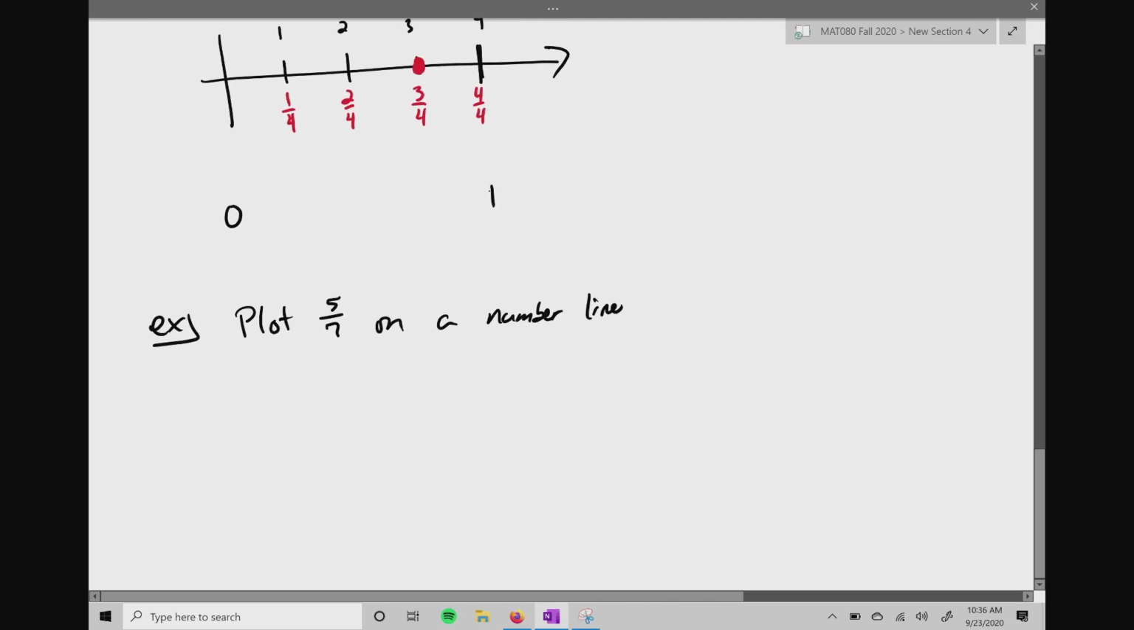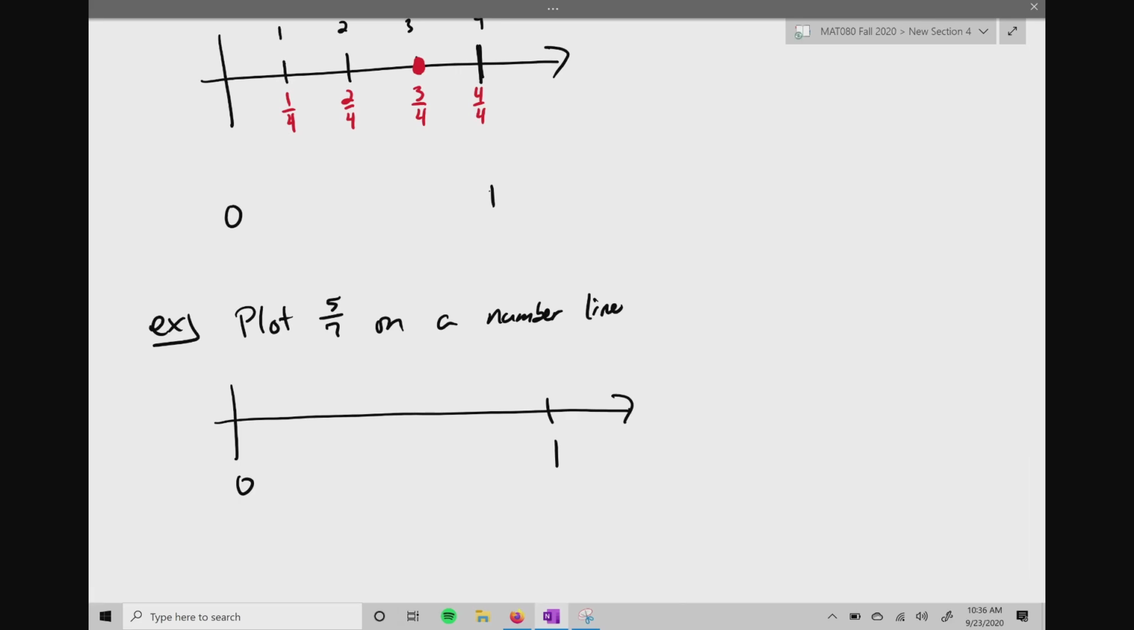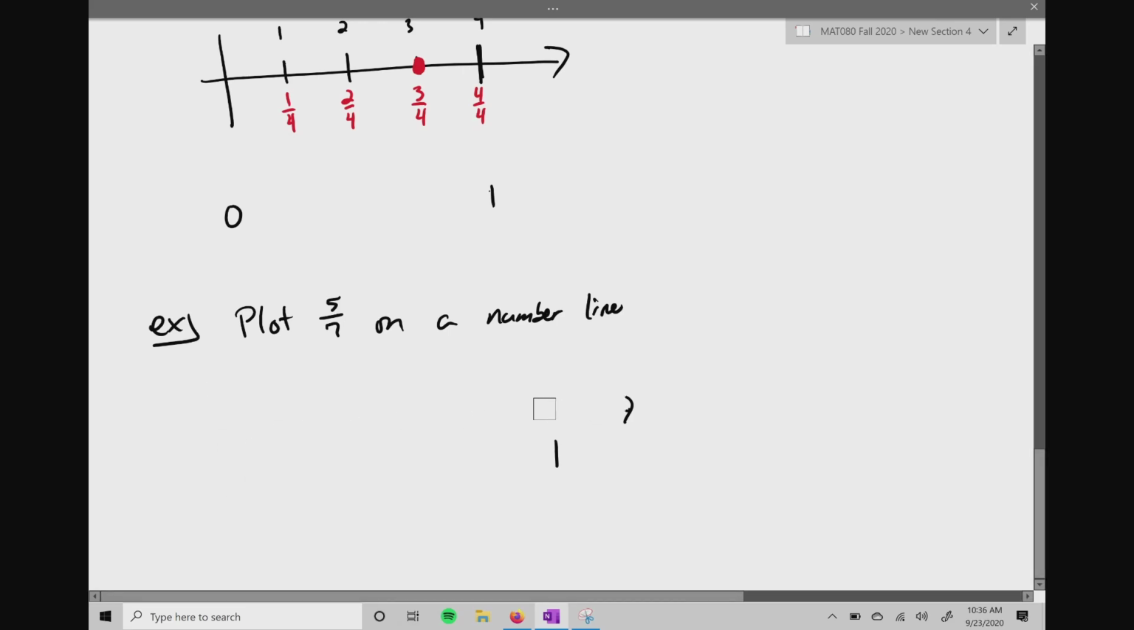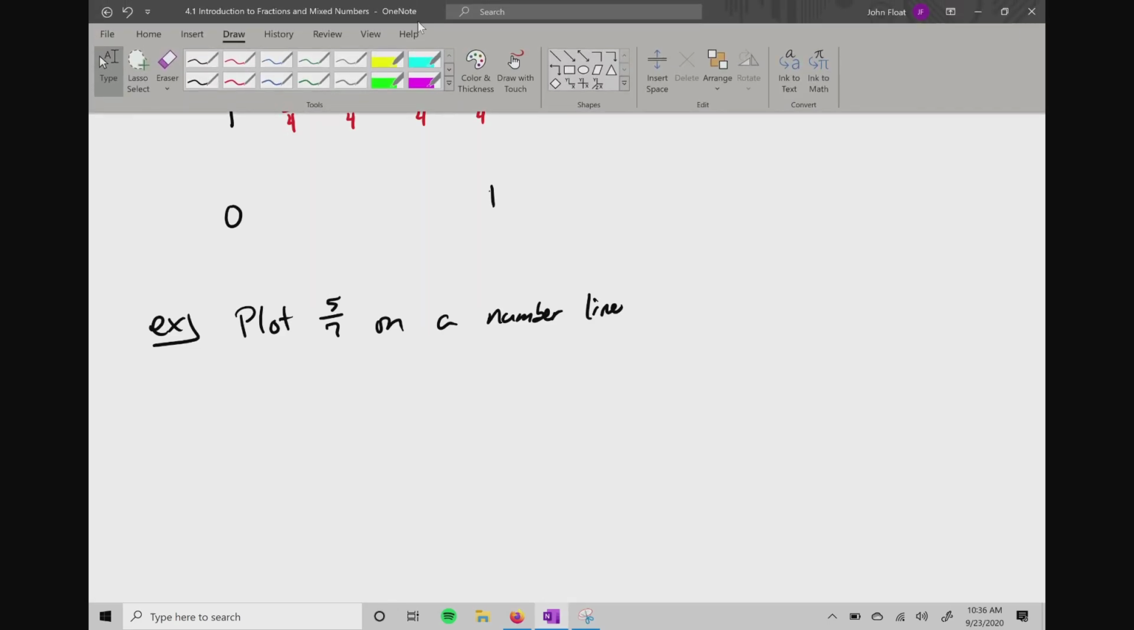Let's plot 5/7. All right. So once again, what I'm going to do is go in between 0 and 1. Now, why am I picking in between 0 and 1? Because this is a proper fraction, meaning the numerator is smaller than the denominator. So I'm not going to spill over past 1. Now I'm going to make 7 equal, or as close to equal as possible, little lines, okay? So I'm going to cheat a little bit. I'm going to do this, because I work smarter, not harder.